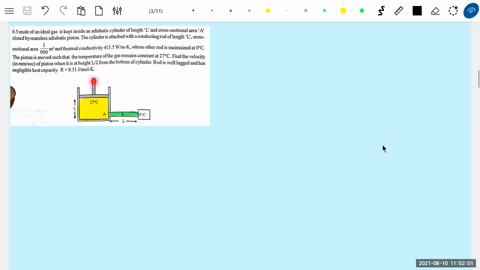Now if I move the piston, I am doing work, work done by the external agent. So where does my energy go? The gas will convert that into heat, and that heat will be transferred through the rod. I think this is the most beautiful part. How will the piston move? Somebody should move it, so I, the external agent, am going to move it.